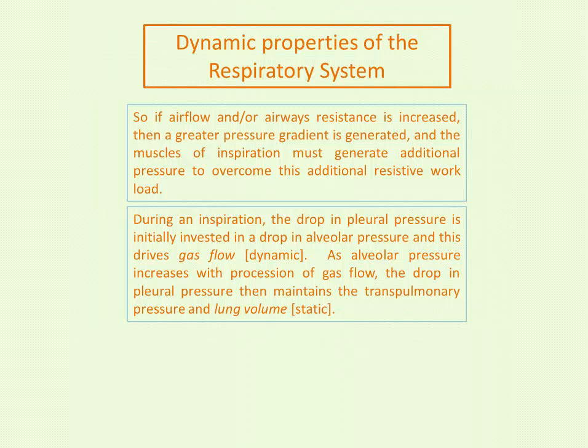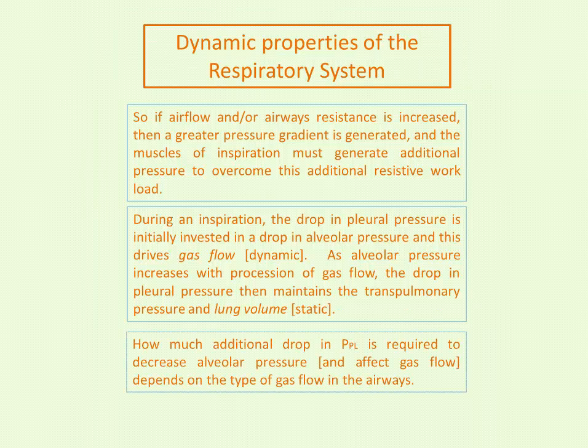But if you can imagine, during an inspiration, the drop in pleural pressure is initially invested wholly in a drop in alveolar pressure, and this is what gets the gas flow moving. But also instantaneously, just as instantaneous as the pleural pressure is transmitted to the alveolar pressure, gas begins to flood the alveolus. So then pressure in the alveolus begins to rise relative to the pleural pressure. And as this alveolar pressure increases with the progression of gas flow, the drop in pleural pressure then maintains the transpulmonary pressure and thus the static lung volume. And I have a bit of a hokey animation in a few slides, which I hope will clear that up a little bit.